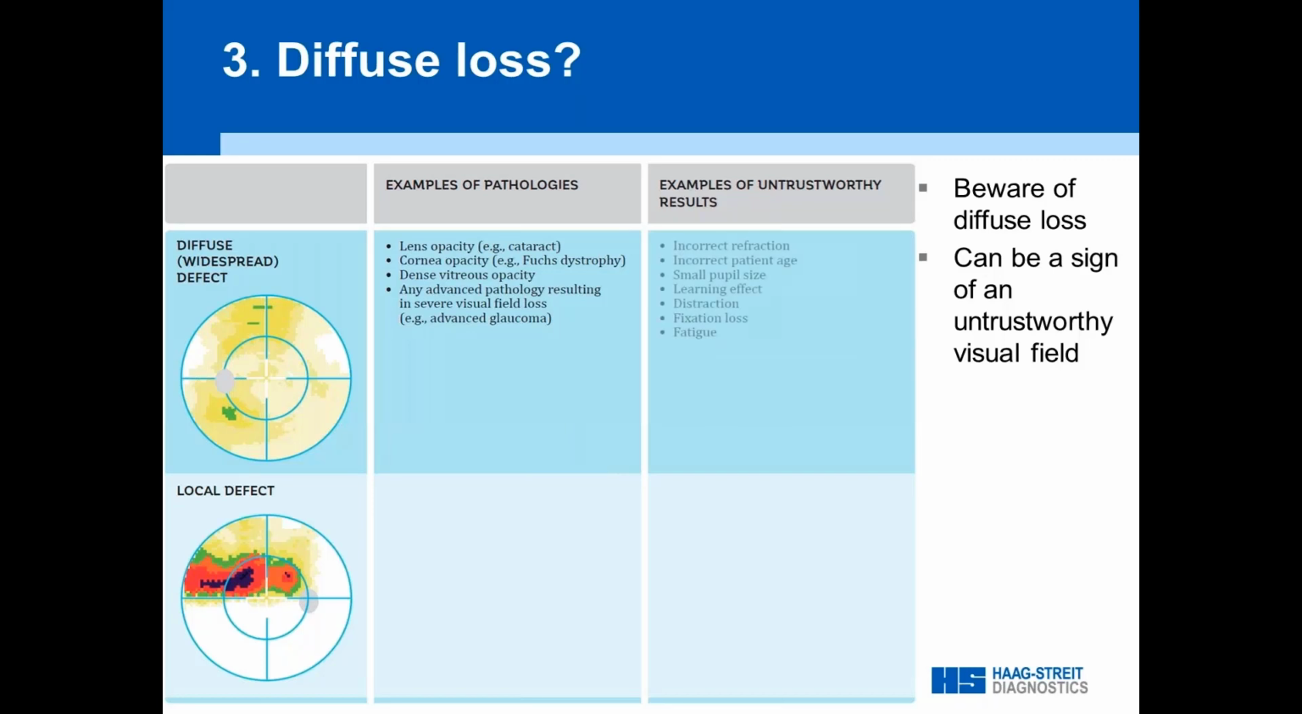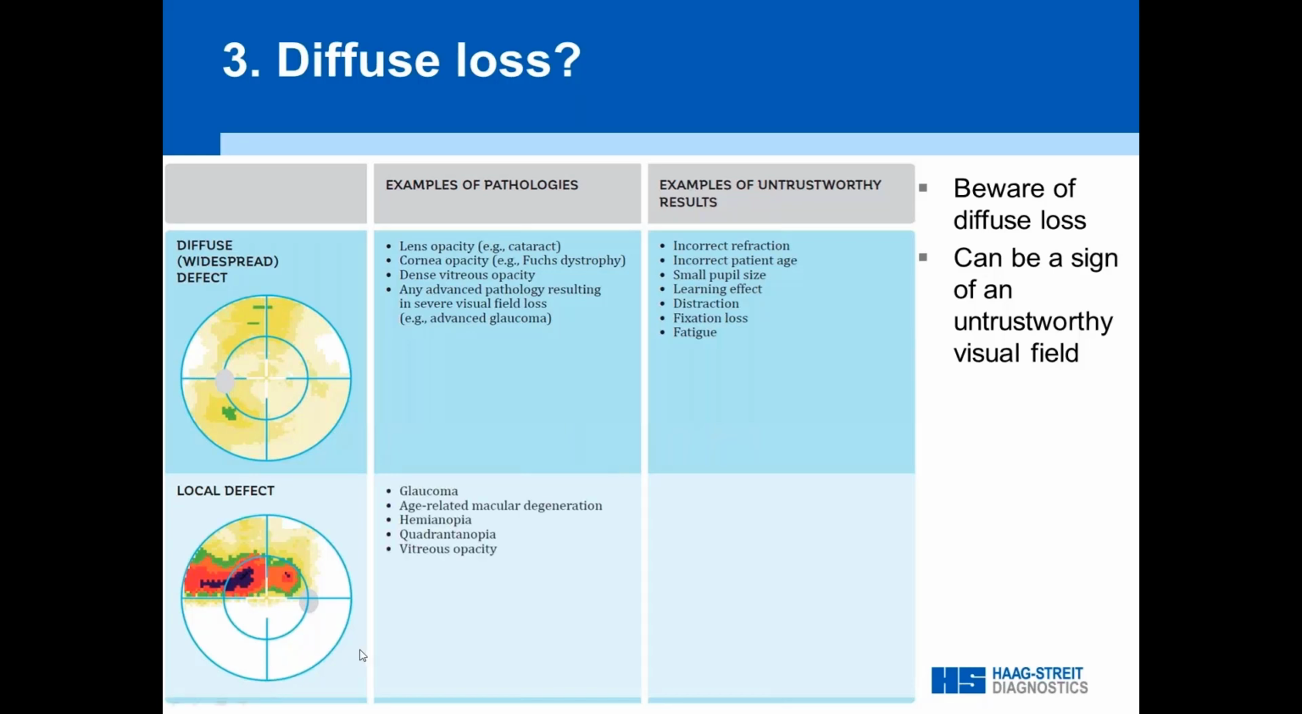Then it's actually quite a strong sign that there's something wrong with the quality of the field test, because there are a lot of errors in the test that lead to diffuse loss: incorrect refraction, incorrect patient age, small pupil size, but also all these psychological effects, learning effects, distraction, fixation loss, fatigue. They all give you a diffuse loss.